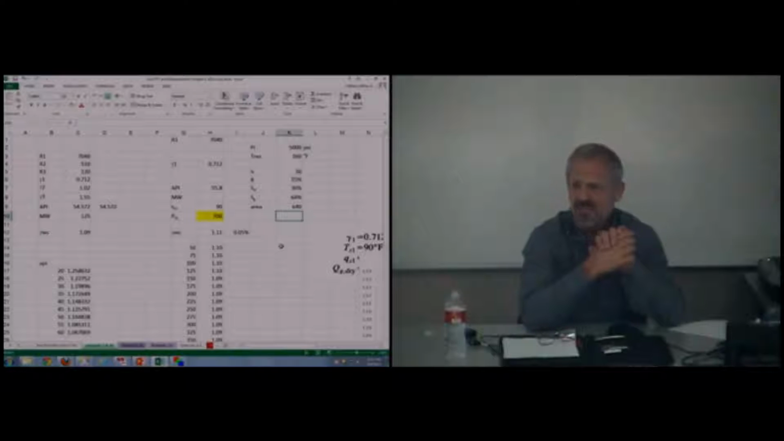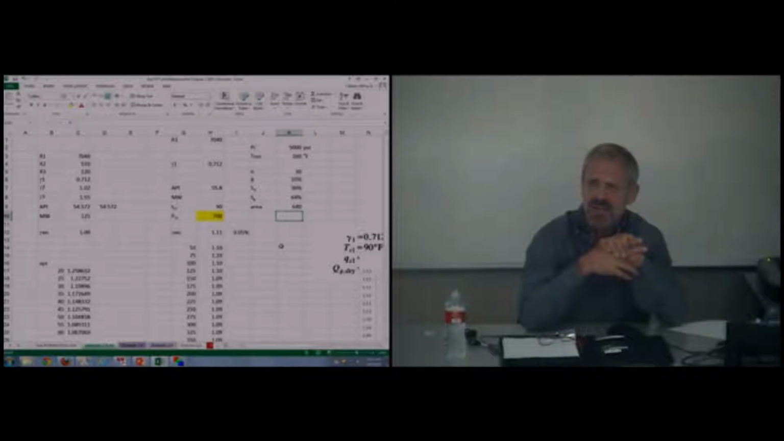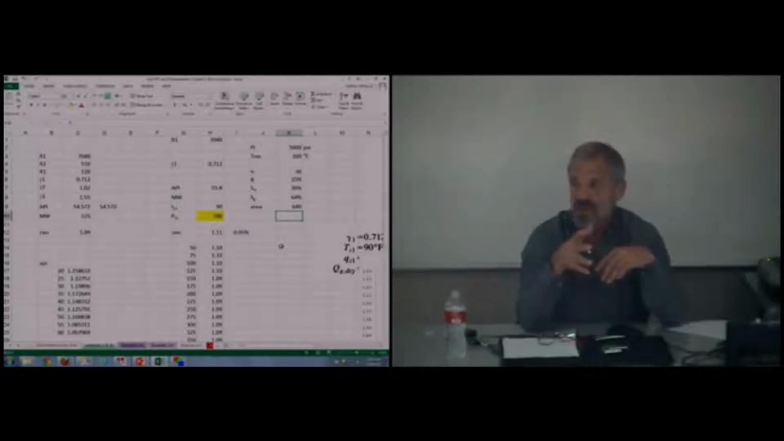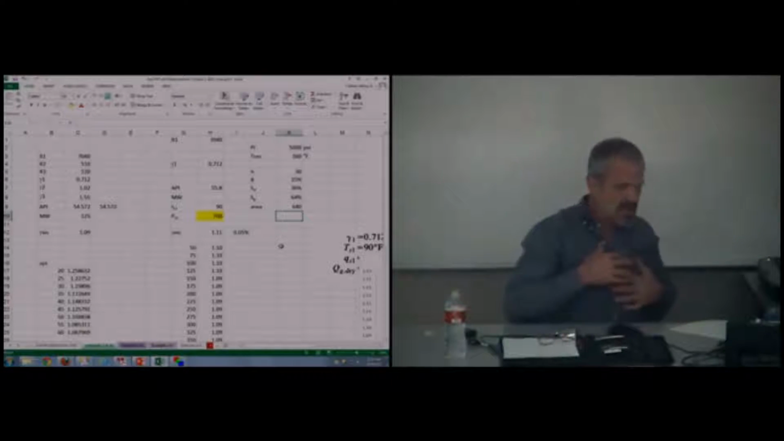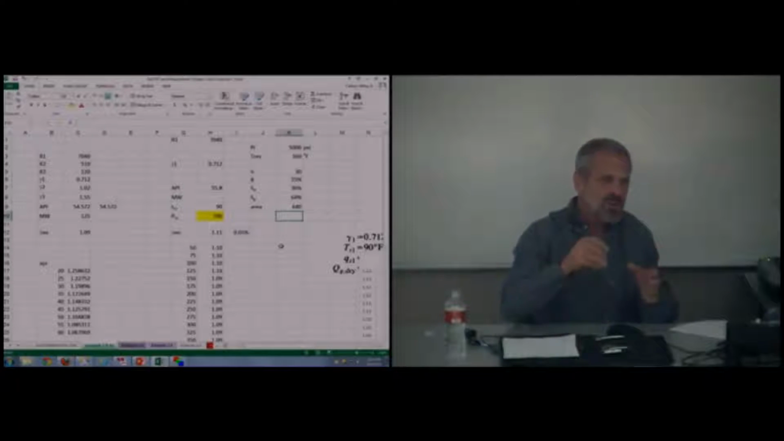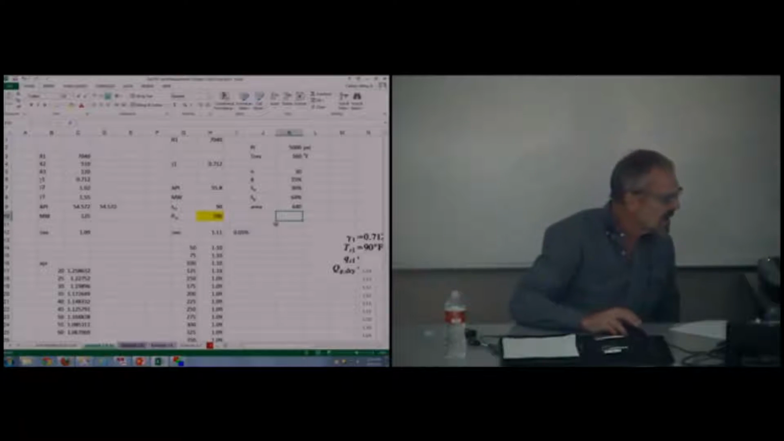But I would say that you would not be frowned on if someone asked you what your gas in place is, and you said, well, this is our gas in place for 640 acres. That'd be an acceptable answer. We normally don't know the acres.